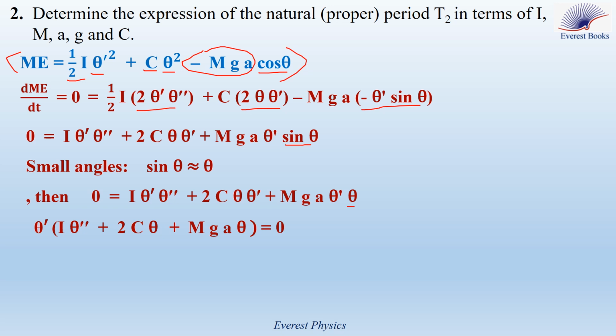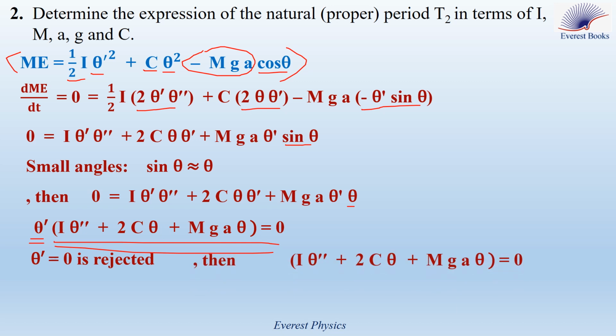This equation has two solutions. The first solution is theta prime is equal to 0, but this solution is rejected because if theta prime is equal to 0, then we have no motion, and this is not the case. So we will take the second solution, I theta double prime plus 2c theta plus mga theta is equal to 0. Divide the equation by I.